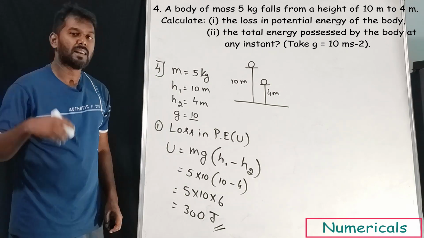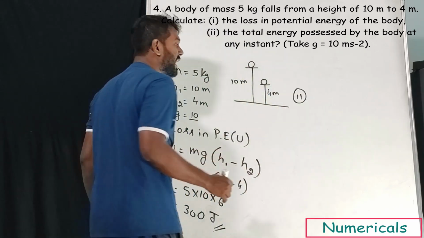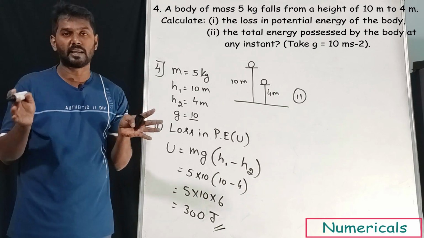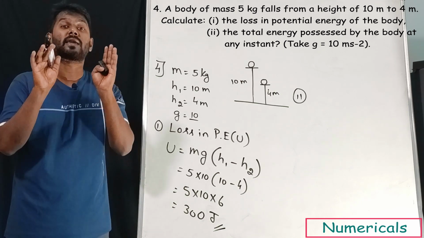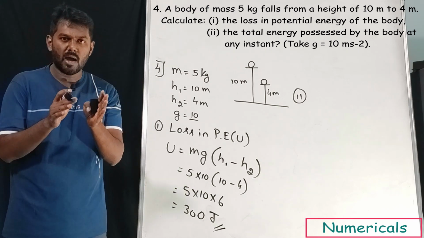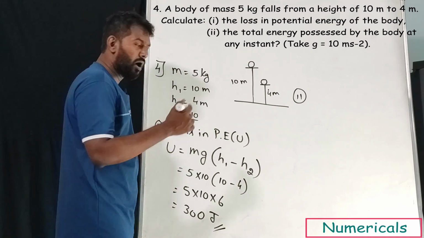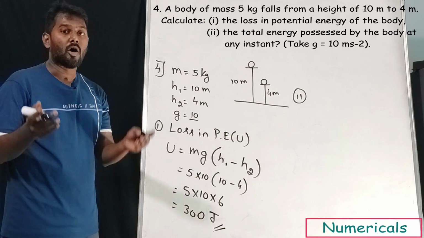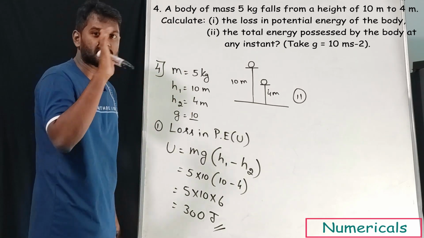get the answer directly. Now we have to calculate total energy possessed at any instant. So they are not talking about total potential energy or total kinetic energy, but total energy. Then definitely they are talking about mechanical energy. What do you mean by mechanical energy? The sum of both potential energy and kinetic energy, correct? So now at any instant, potential energy and kinetic energy, when we add them, we will get the same answer.